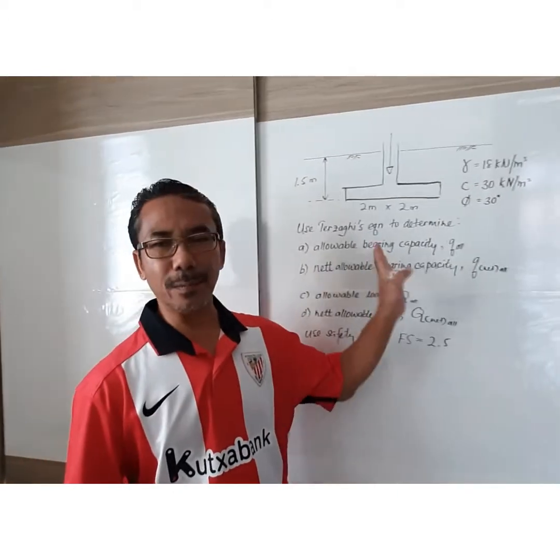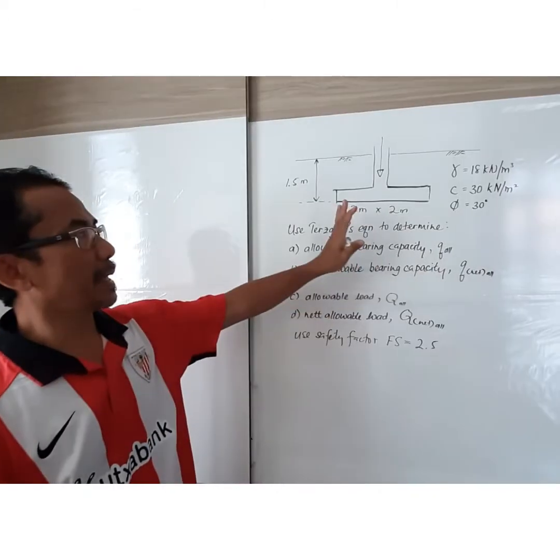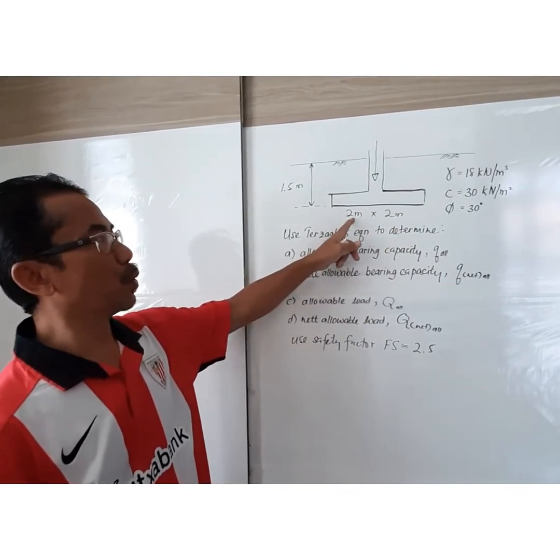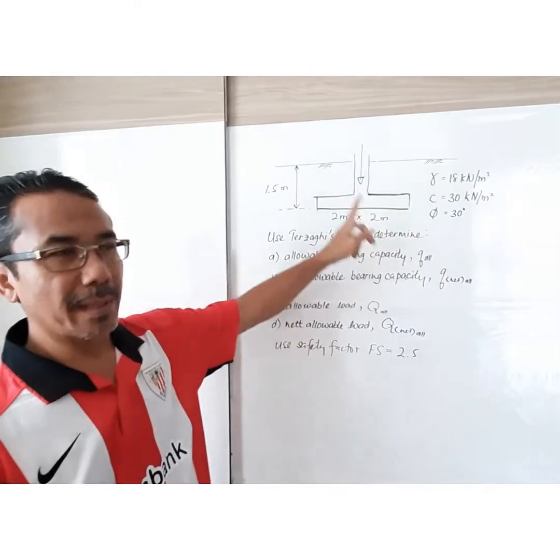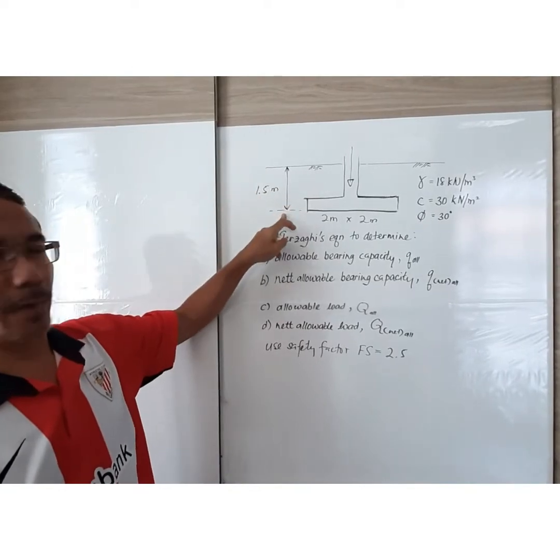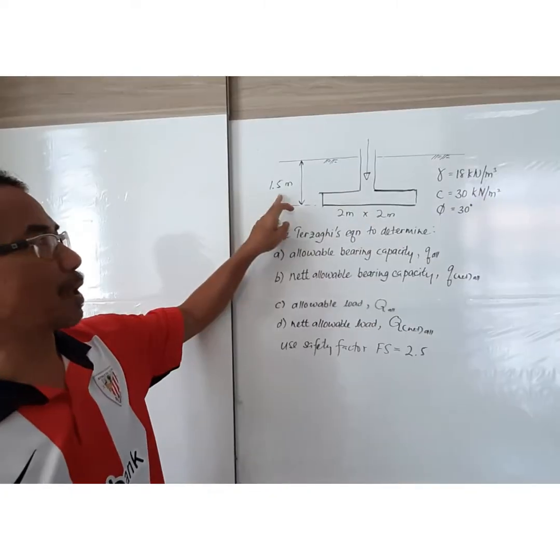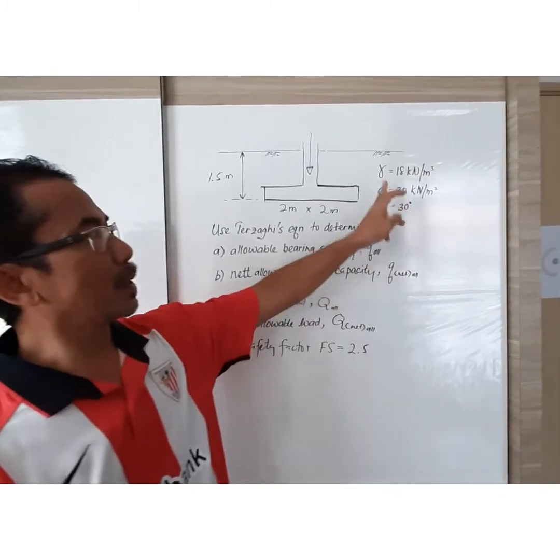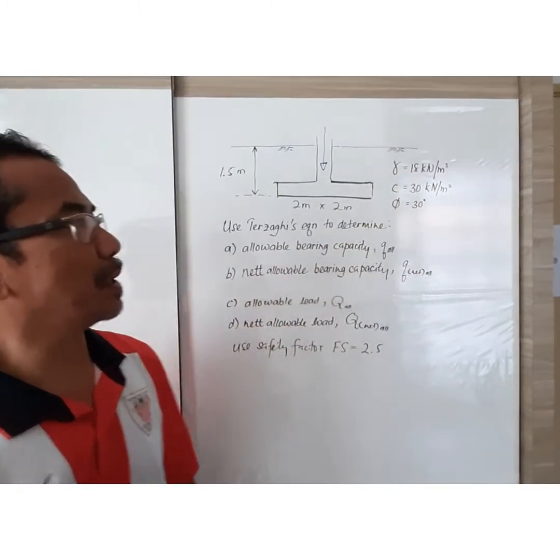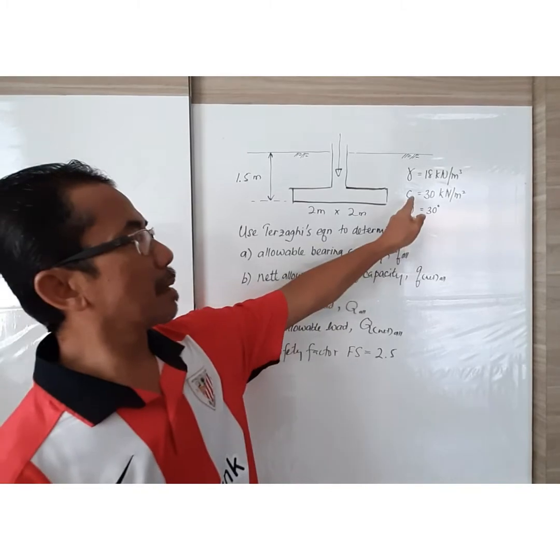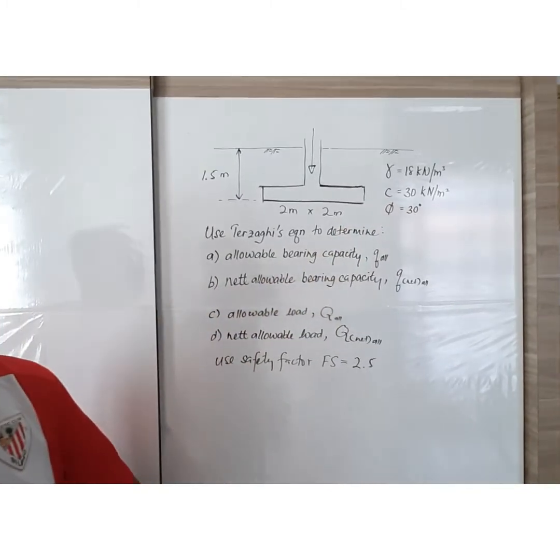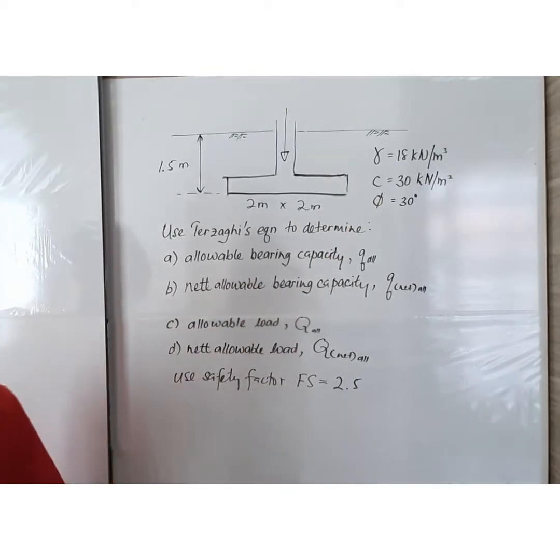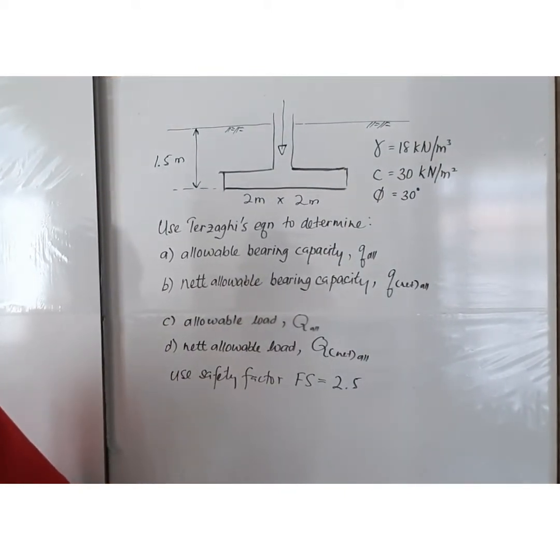Okay, in this problem, we have a shallow foundation which is a square with the dimension of 2 meters by 2 meters, and the depth of the foundation is 1.5 meters. These are the soil properties. Unit weight equal to 18 kilonewton per meter cubed. Cohesion c equal to 30 kilonewton per meter squared, and the internal friction angle equals 30 degrees.